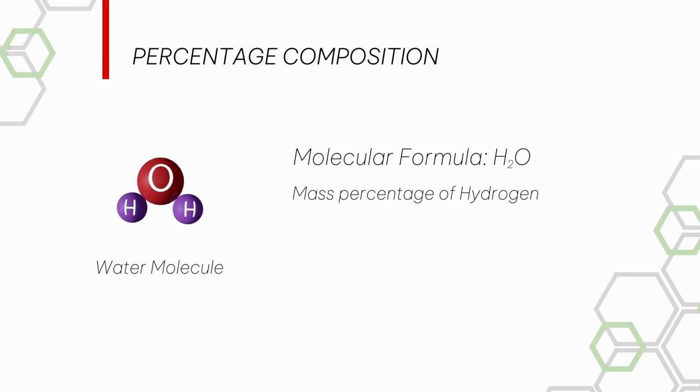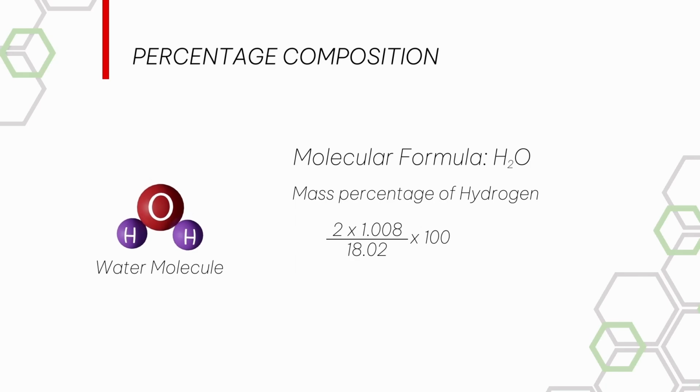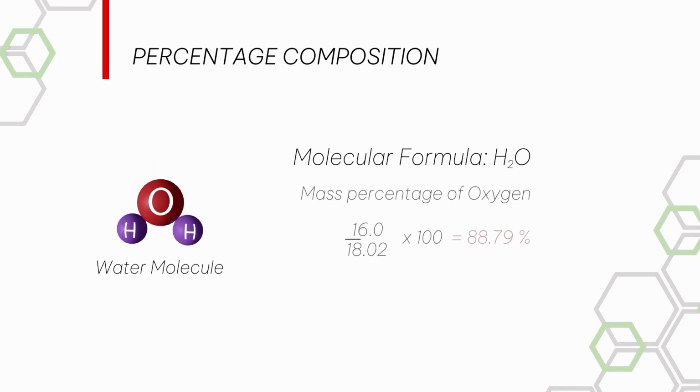We can calculate the percentage composition of hydrogen with the help of this formula: total mass of hydrogen in water molecule divided by molecular mass of water, into 100. So it will come around 11.18%. Similarly, we can also calculate the mass percentage of oxygen in the water molecule.